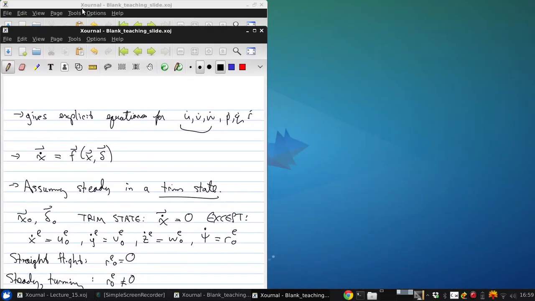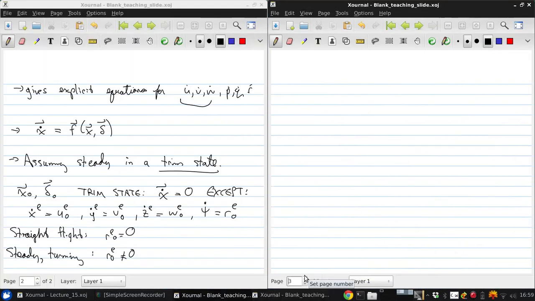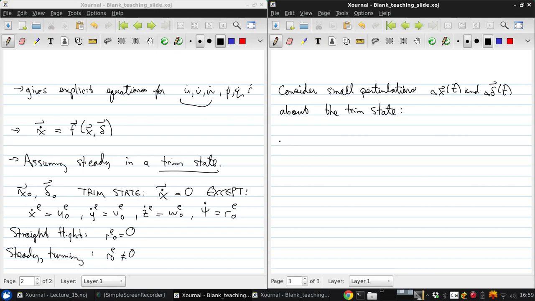And now what we're going to do is consider small perturbations, delta x of t and delta delta of t, about the trim state. So that means that x of t is x naught of t, which is the trim state, plus the small perturbation delta x of t. And the control vector can be broken down into these two contributing components in the same way.